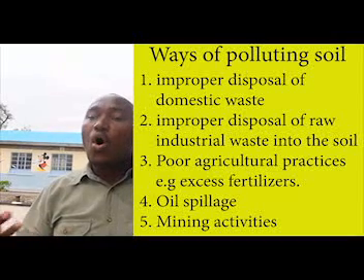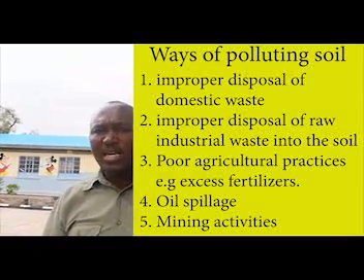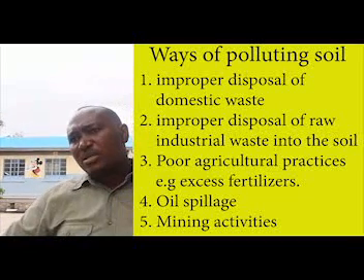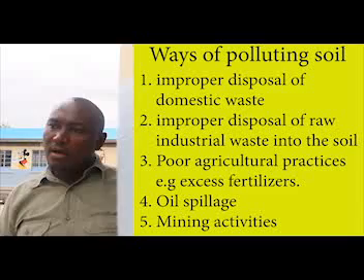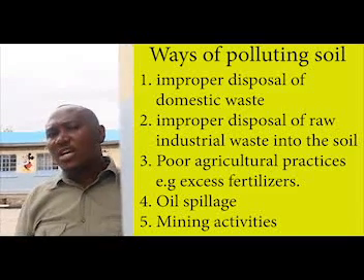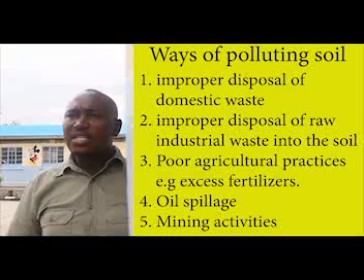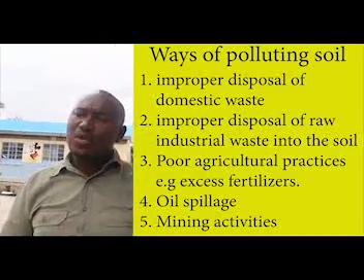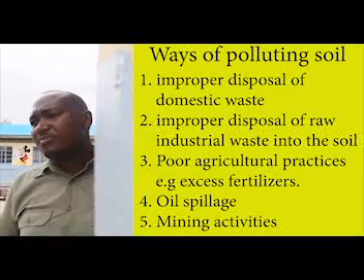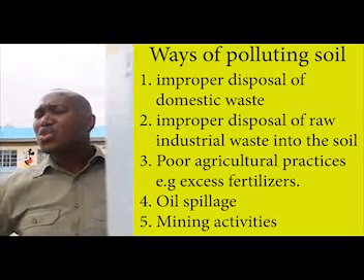Another way is oil spillage. Oil can get spilled. How can it get spilled? When a tanker, these are lorries that are used to transport oil. We say oil is refined in Mombasa, that is Changamwe Oil Refinery, and this oil is transported with tankers. By bad luck, this tanker rolls and is involved in an accident. The oil is going to spill.